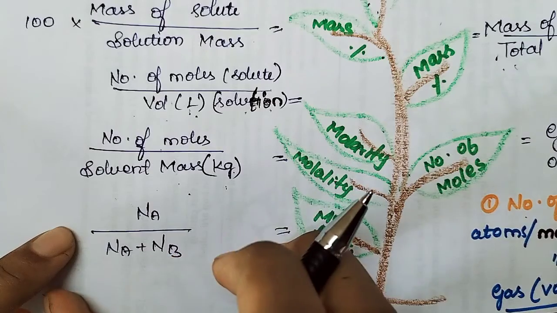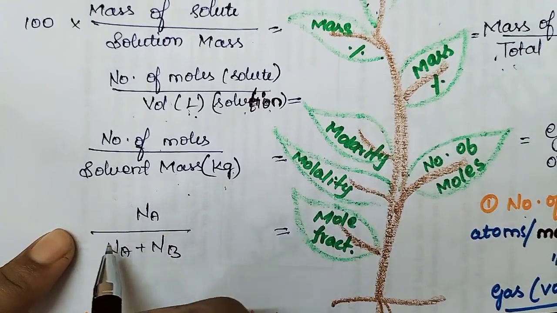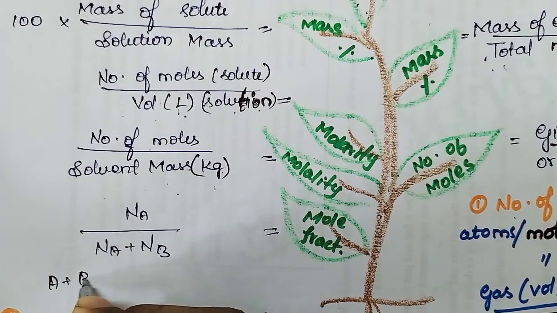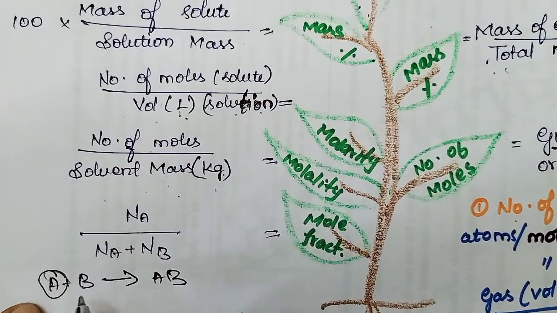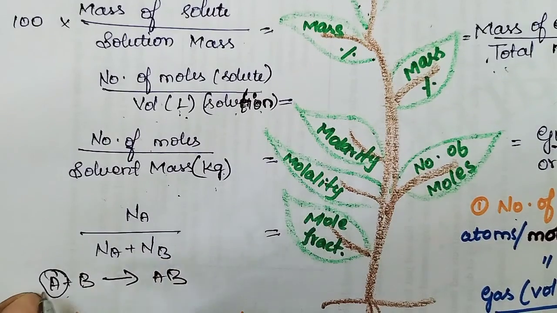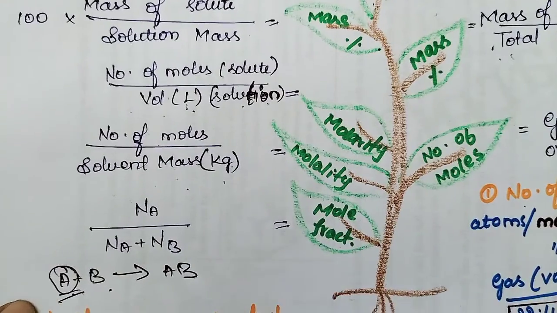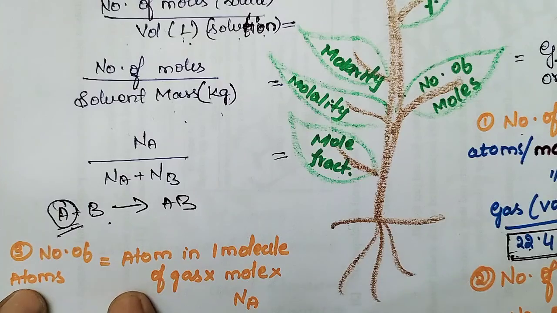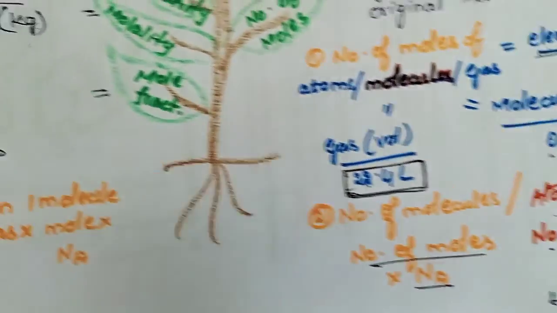If a reaction is taking place, to find the mole fraction of a particular component, this formula will be used. If A plus B gives AB, then A's mole fraction is the number of moles of A divided by the number of moles of A plus B. That's the mole fraction. And I have written the number of atoms formula here, only this, not any other than this.